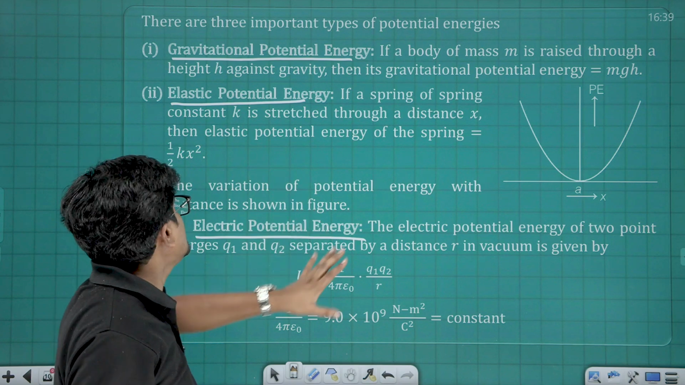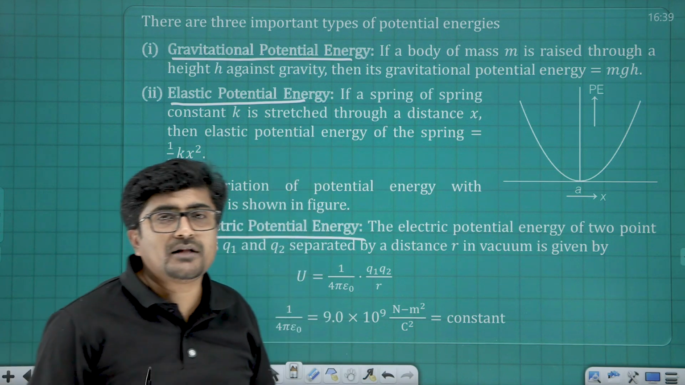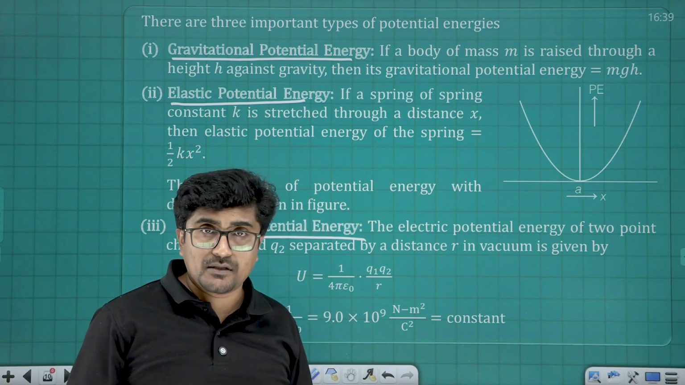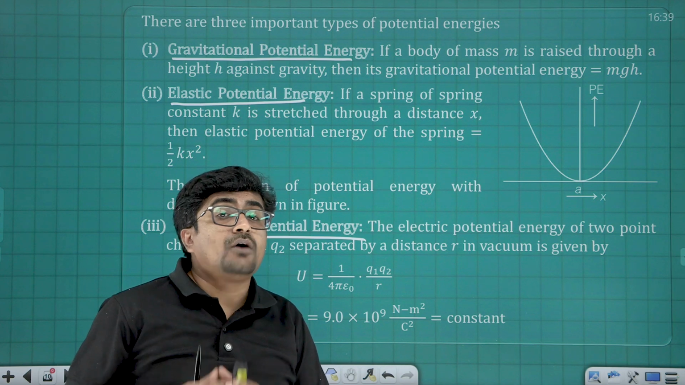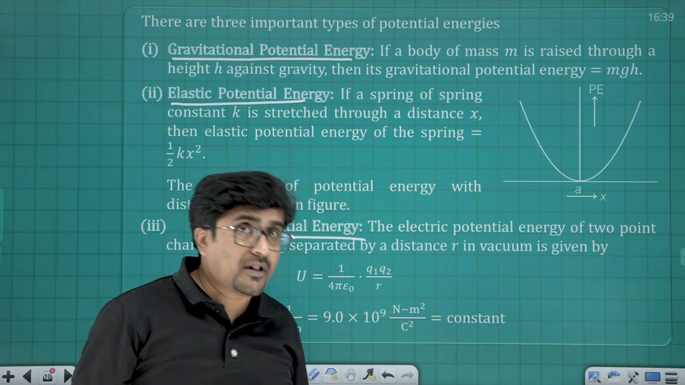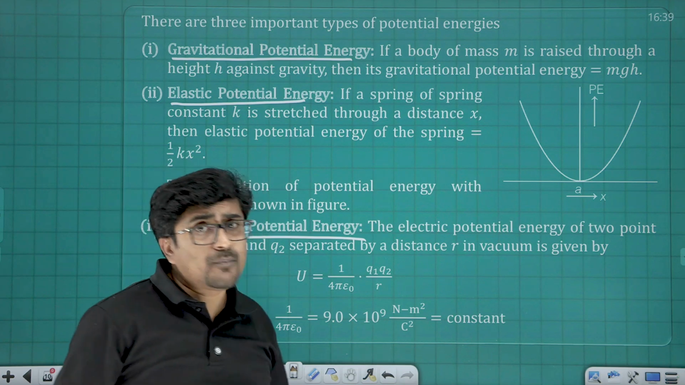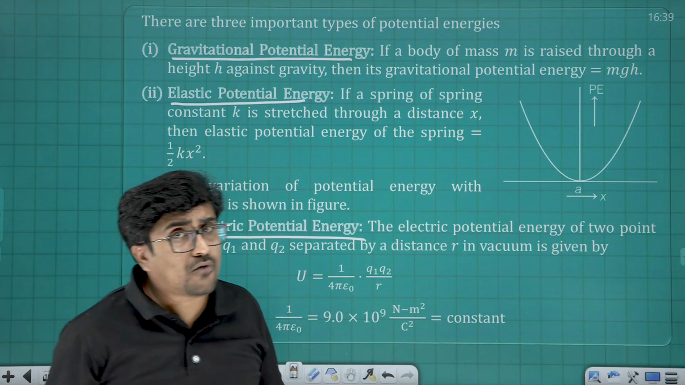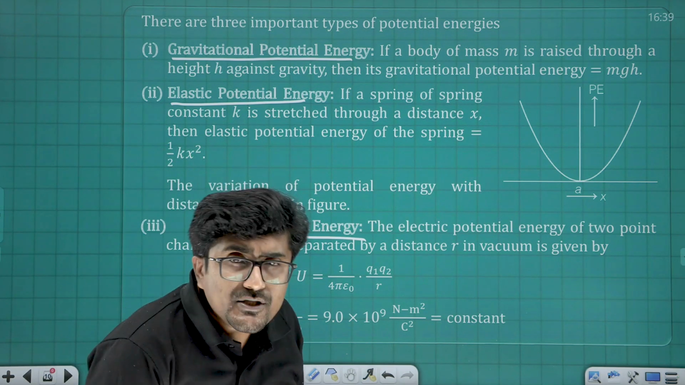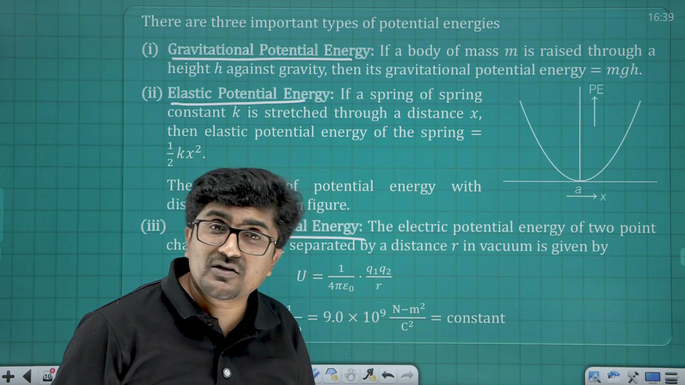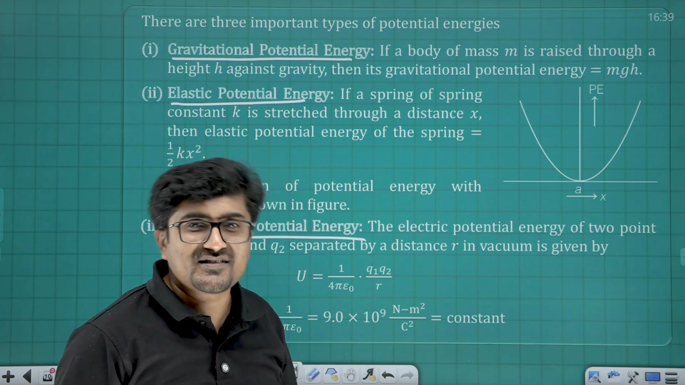And next is elastic potential energy. This is by virtue of the restoring force acting on the body, like the case of a spring. And the last one is electrostatic potential energy, and that is by virtue of the electrostatic force of attraction or electrostatic force of repulsion between two charged masses.